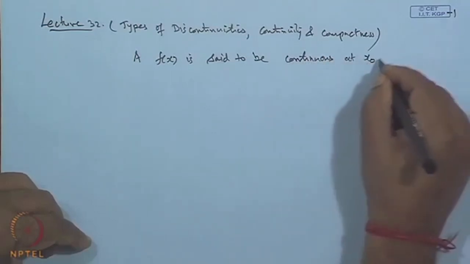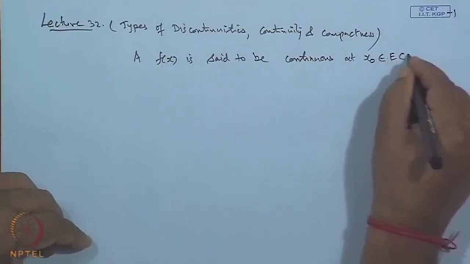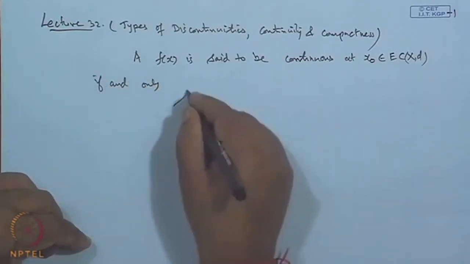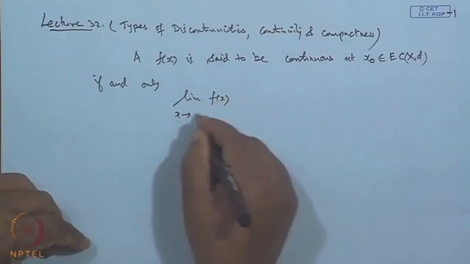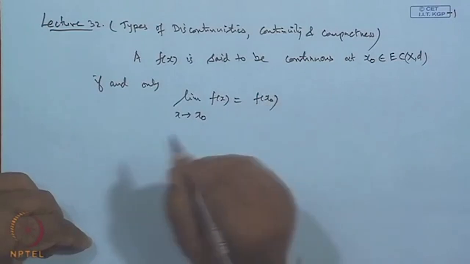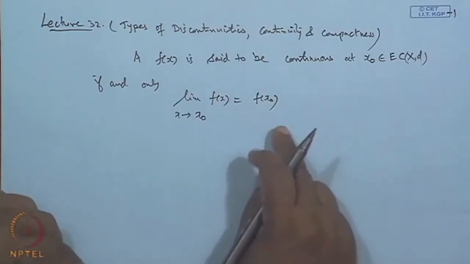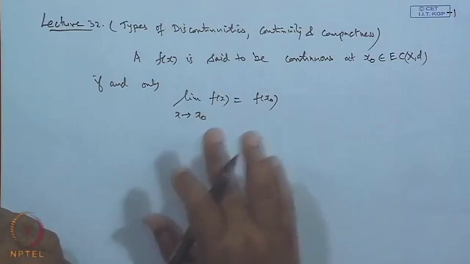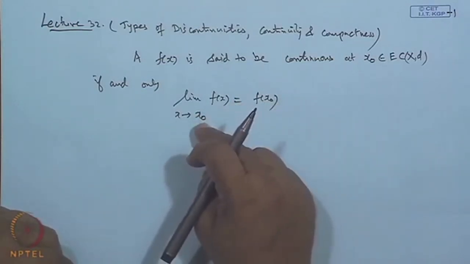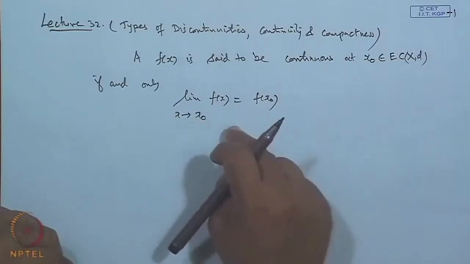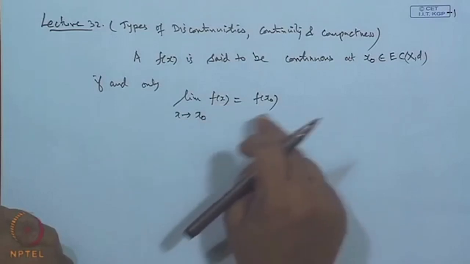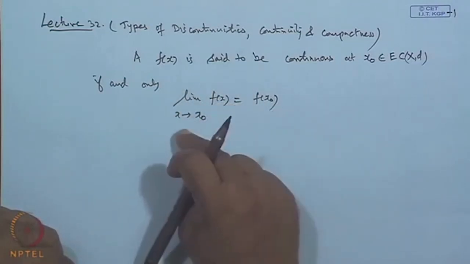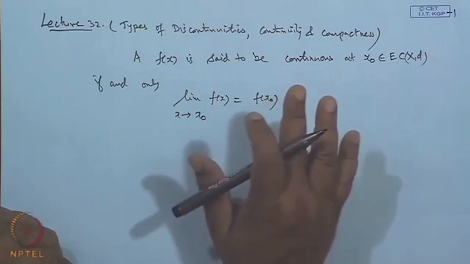at a point x naught belonging to the domain, say E, which is a subset of say R^d, if and only if the limit of this function f(x) when x approaches x naught exists and is equal to the value of the function at the point x naught. Now, when we say limit of f(x) as x tends to x naught equals f(x naught), it means the function must have a limit when x approaches x naught, that is, the left hand limit and right hand limit both exist and are equal, and the value of the function at the point x naught must coincide with the value of the limit. Then only the function will be said to be a continuous function.